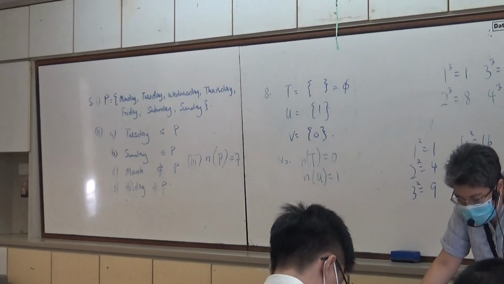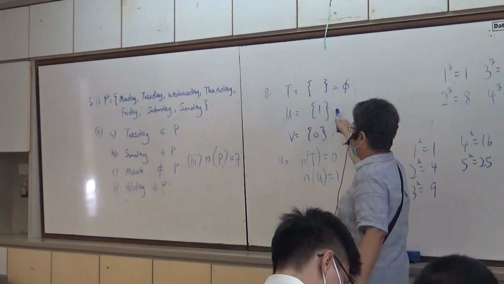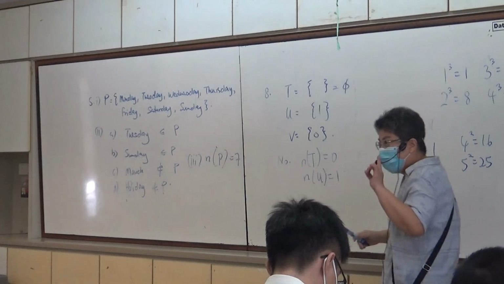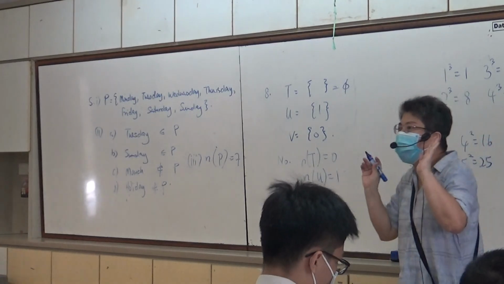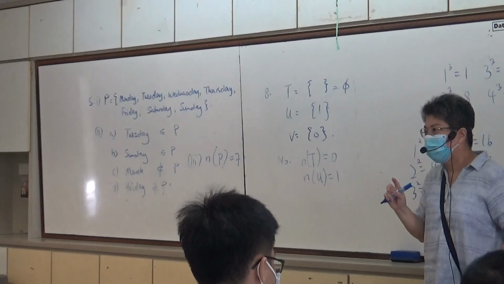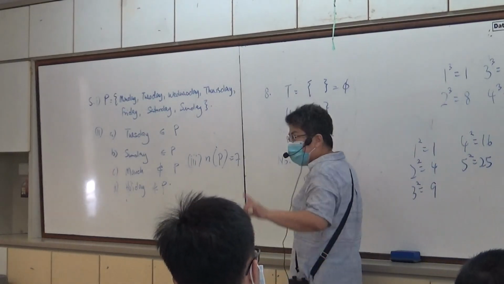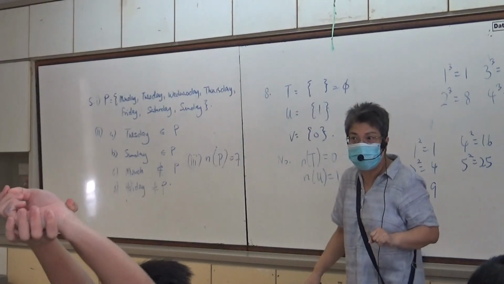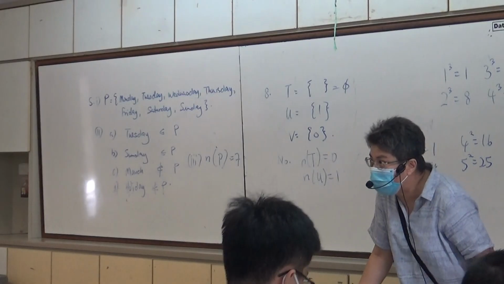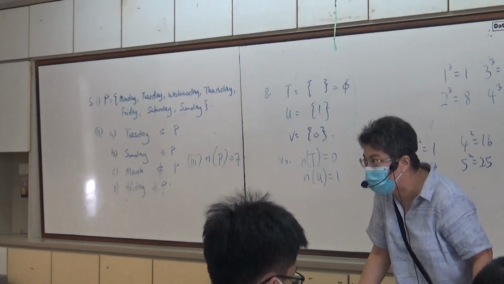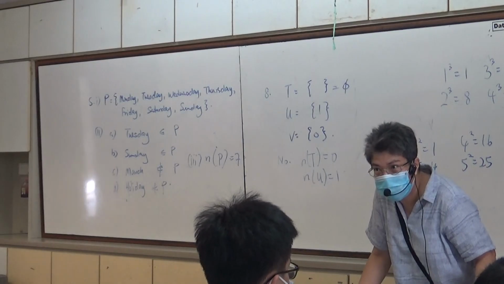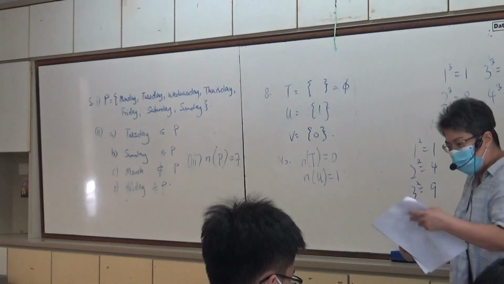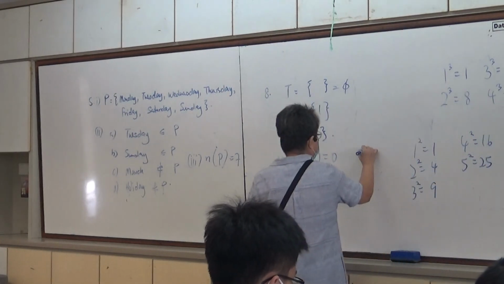Are U and V equal sets? What is the definition of equal sets? They both have the same elements. This one has element 1, this one has element 0. Are they equal? No, they are not equal, though the number of elements is equal. They are not equal sets because they contain different elements. One has 1 and one has 0. So the answer for this part is also no.